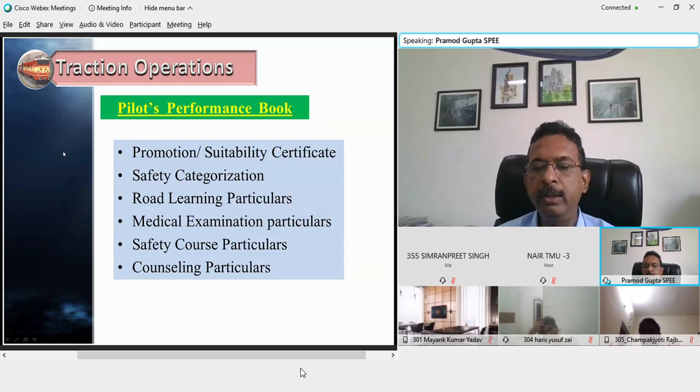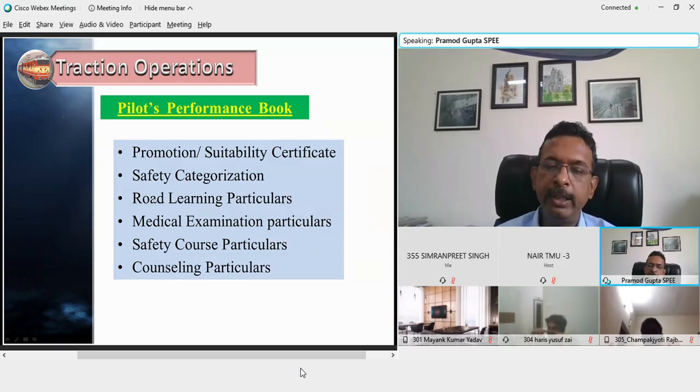It is not mandatory or compulsory, but since you have accompanied him, it is important that you leave your footprint in the form of writing something in his performance book. If everything is all right, you may give some comments which appreciate his good driving skill.